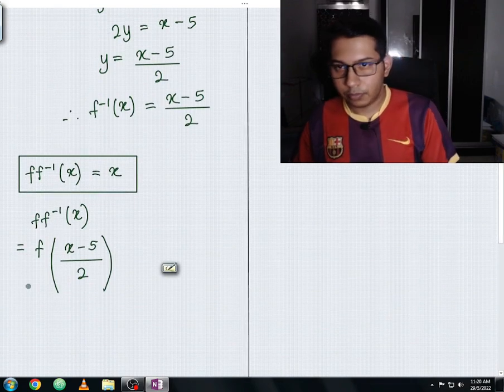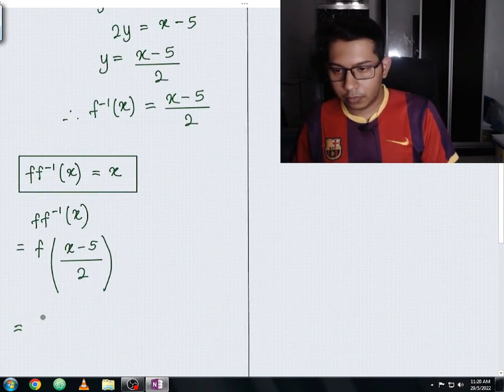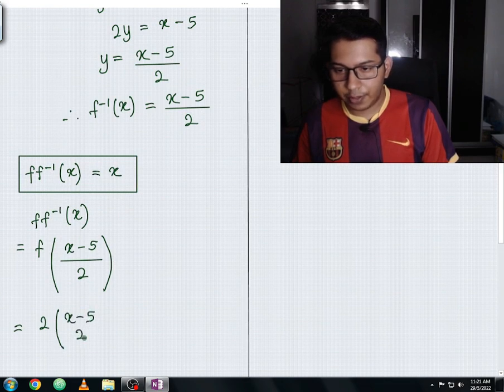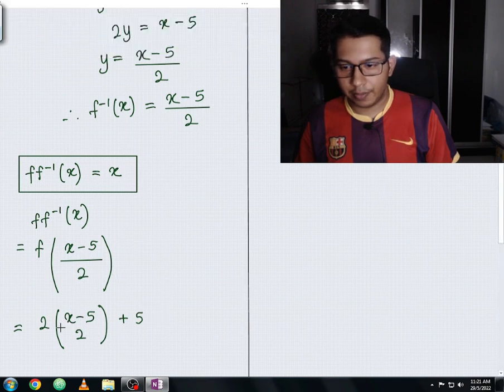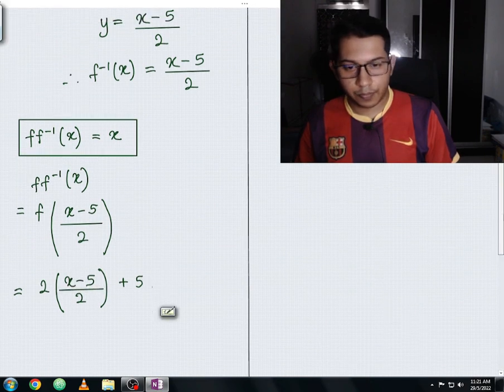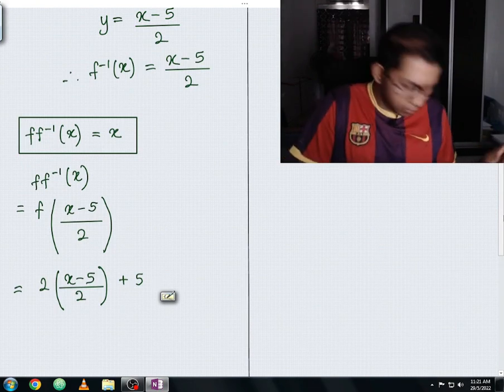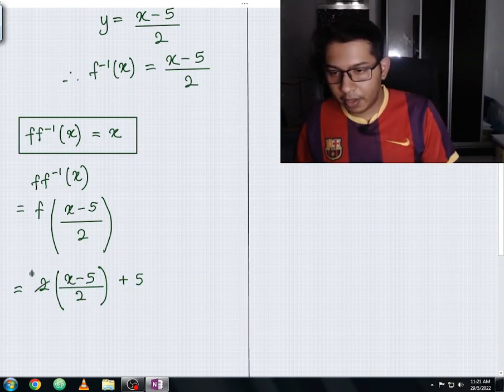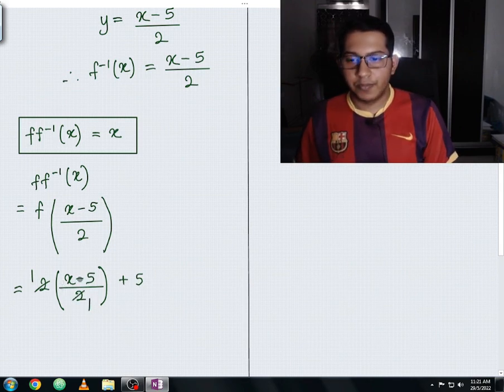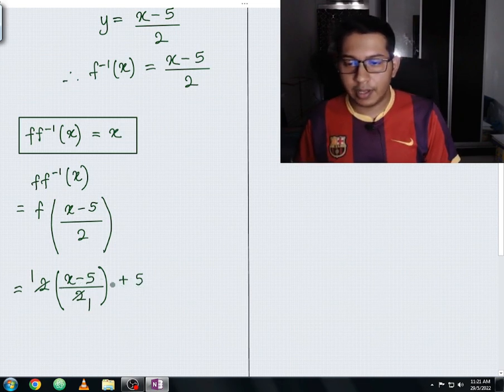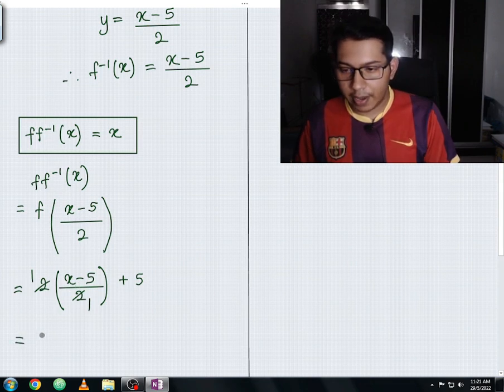So from here, 2 in a bracket, x minus 5 divided with 2, and then you plus with 5. Let me underline the fraction line. So from here the 2 and 2 will get simplified, you're only left with 1. So now you only left with x minus 5 plus with 5. So negative 5 plus with 5, you only get 0. So you left with 0 here. So x plus with 0, so technically you get back x.